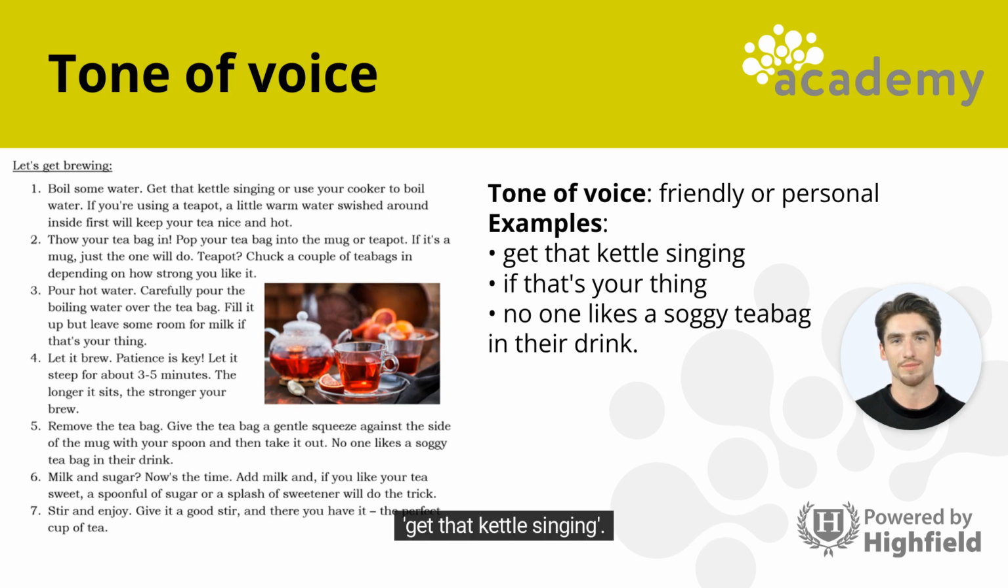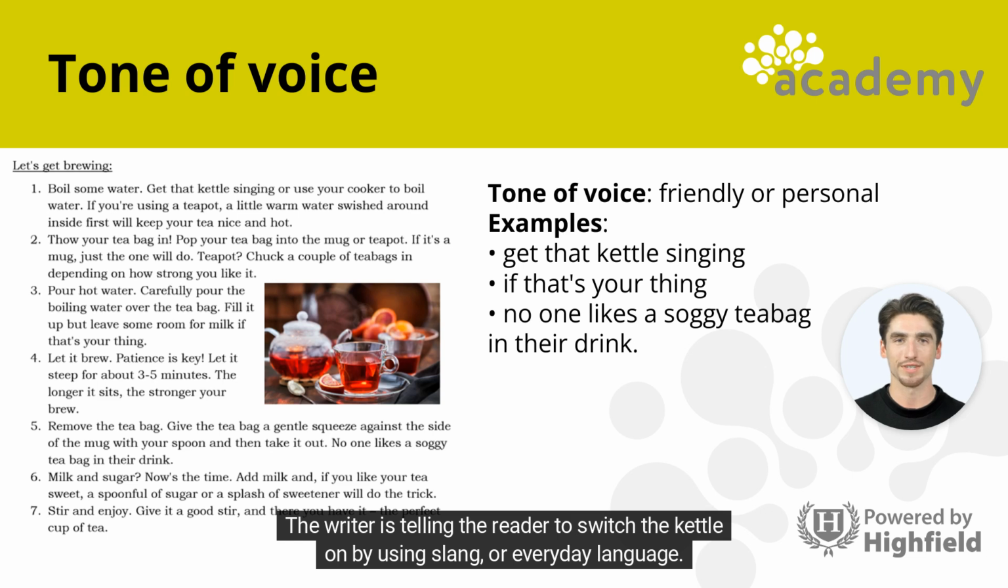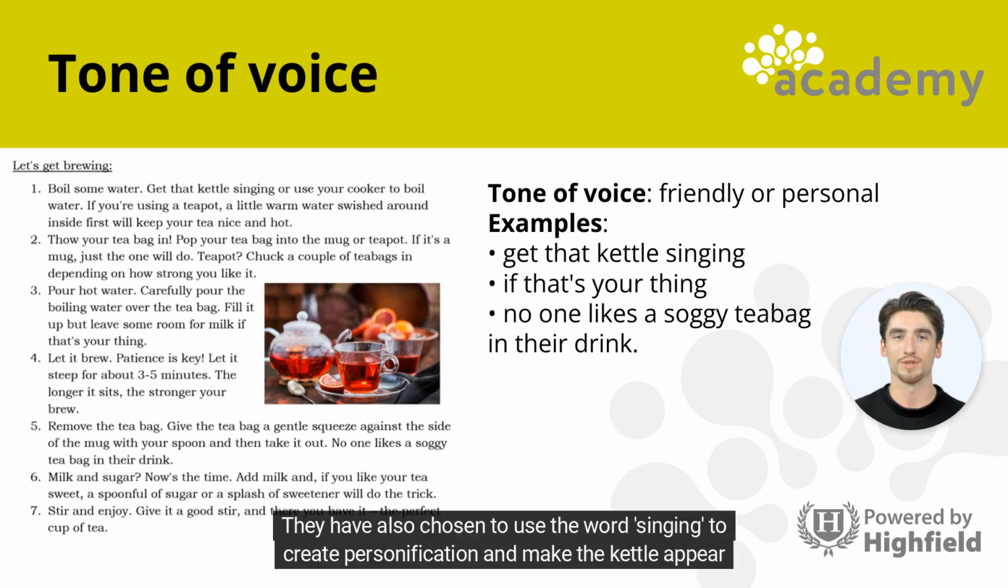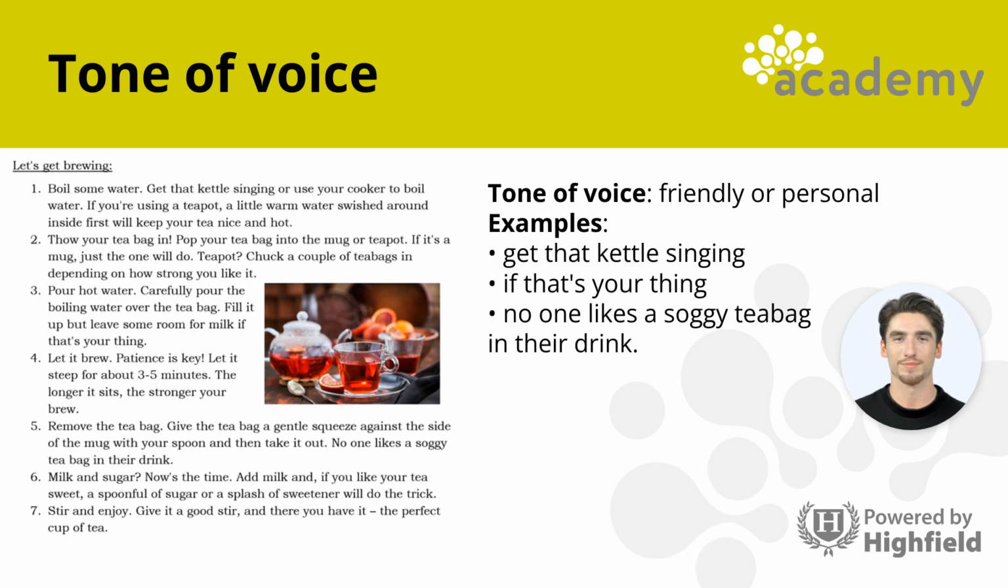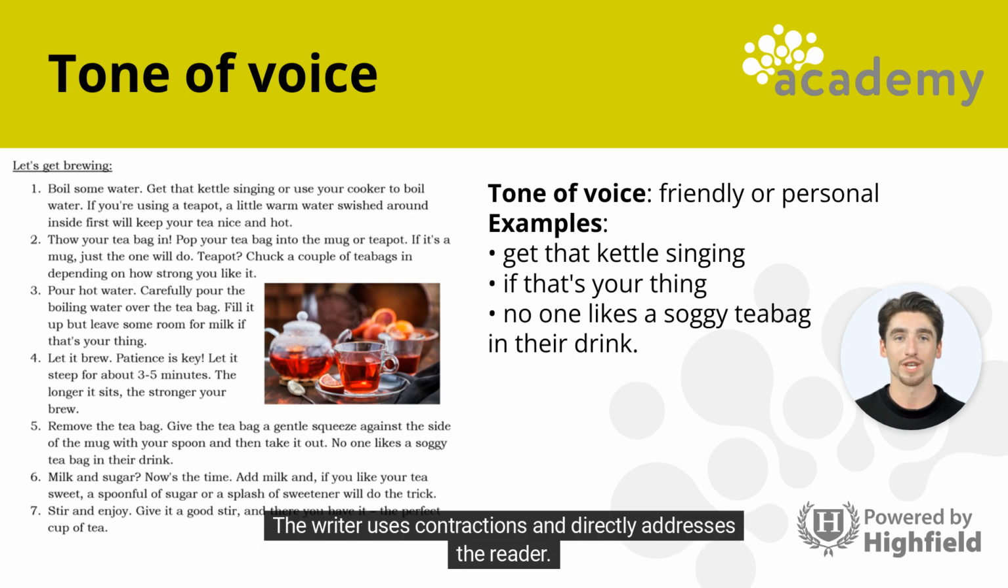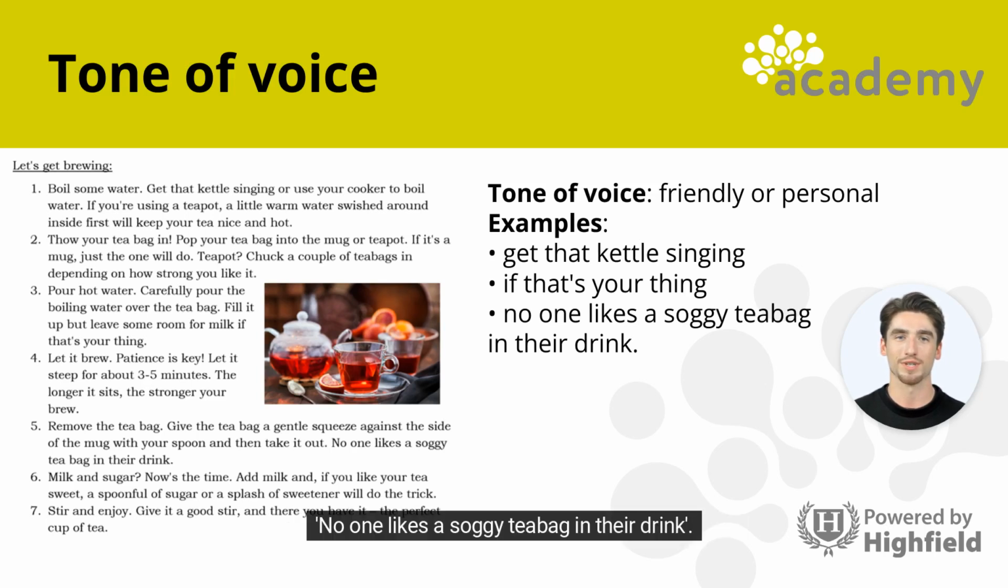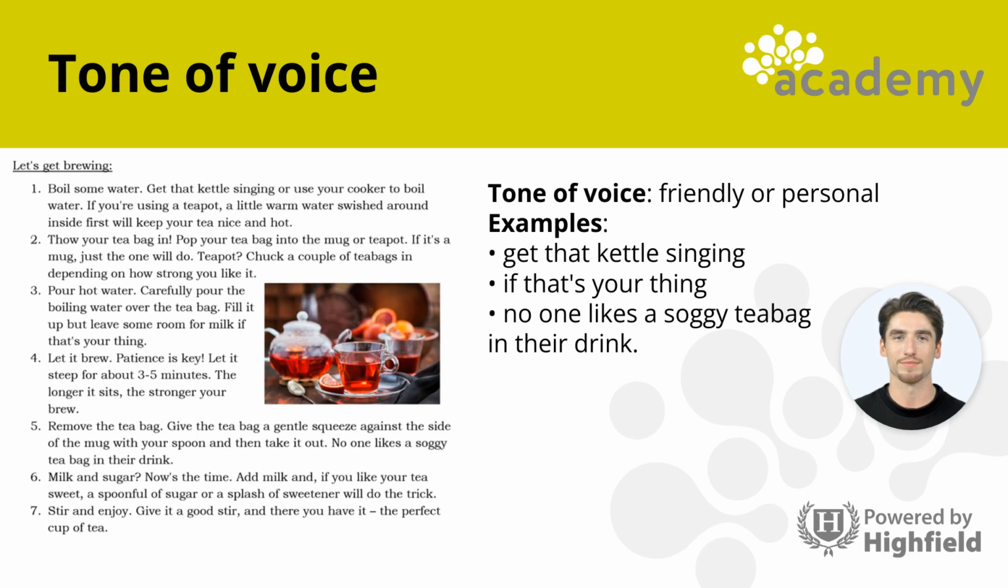"Get that kettle singing." The writer is telling the reader to switch the kettle on by using slang or everyday language. They have also chosen to use the word "singing" to create personification and make the kettle appear human. "If that's your thing." The writer uses contractions and directly addresses the reader. This creates familiarity and a personal tone of voice. "No one likes a soggy tea bag in their drink." This example is humorous.